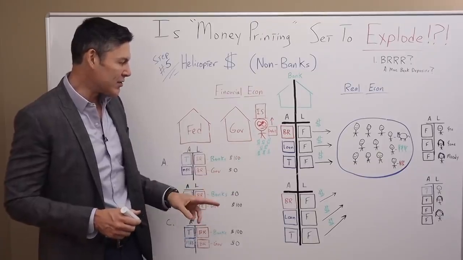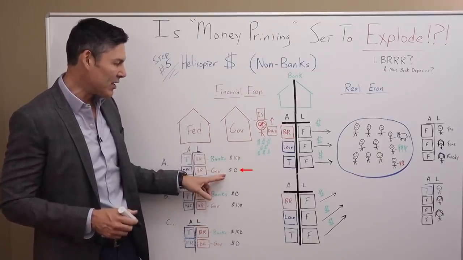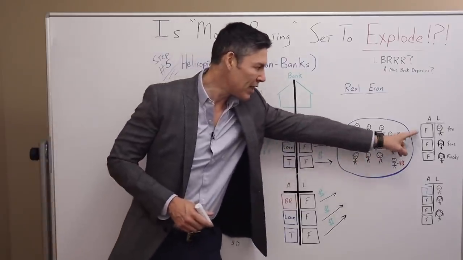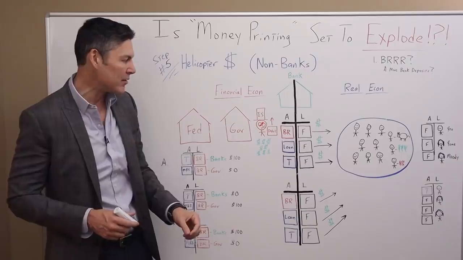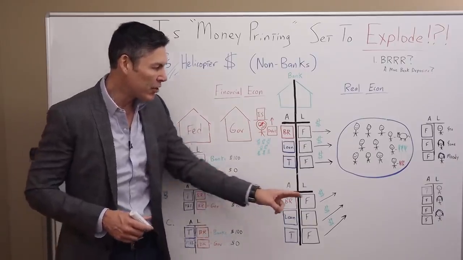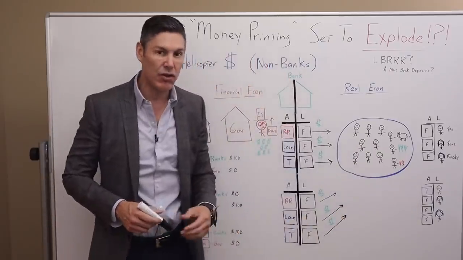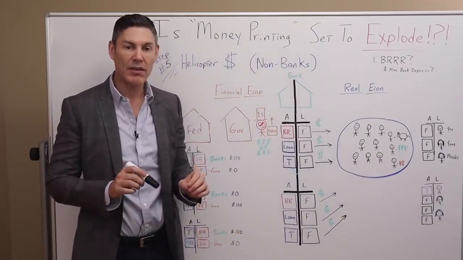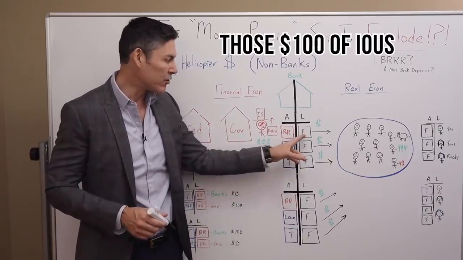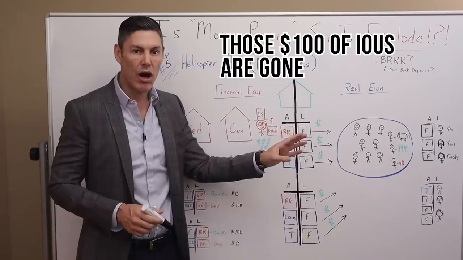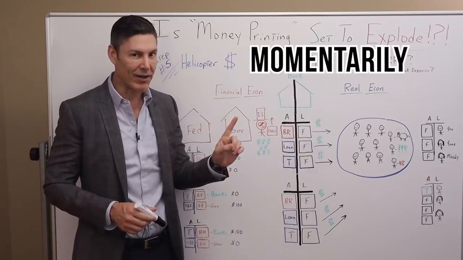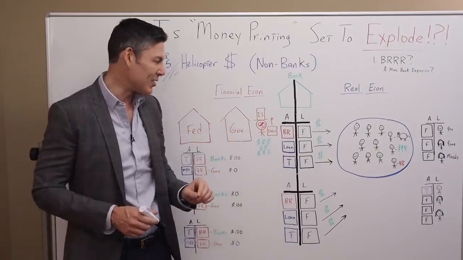So your drunk, insolvent Uncle Sam has nothing in his account. So he needs to sell a treasury. Let's say Joe has saved up $100, so he buys $100 worth of treasuries from Sam. That goes onto the asset side of Joe's balance sheet. But the deposit is gone. Poof, it's no longer there. Those $100 of IOUs are gone from the commercial banking system momentarily. And we'll get into that in just a moment.